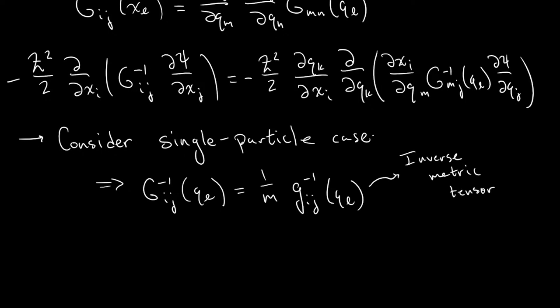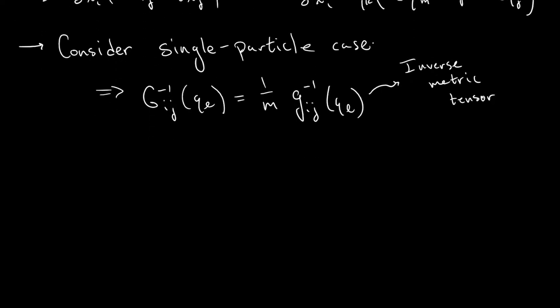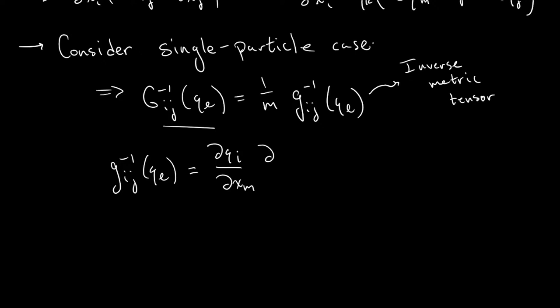It's not super important, and it's a little bit of a side tangent, but just to quickly show it, from the transformation rules, or from the definition of G inverse ij, I can see that I can define little g^{ij} in terms of Cartesian coordinates as dq^i/dx^m times dq^j/dx^n. Oh, this should be m.